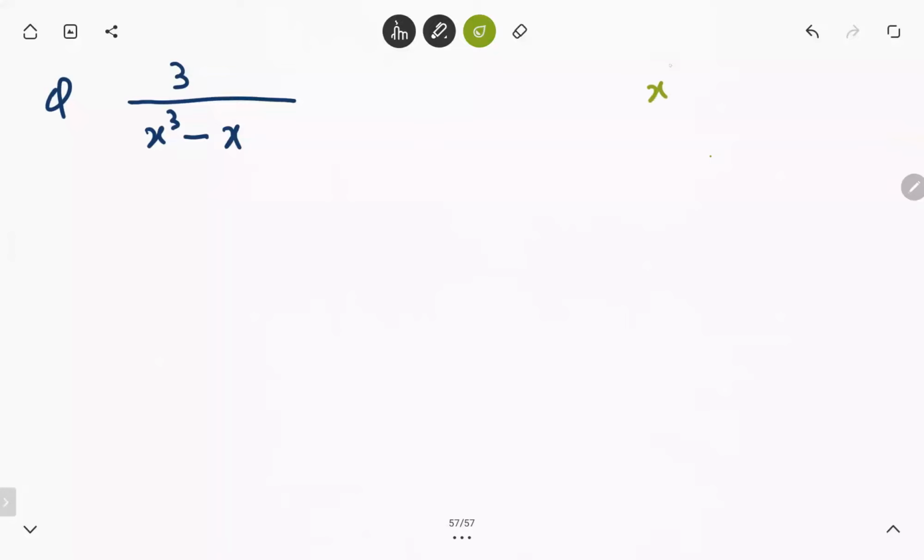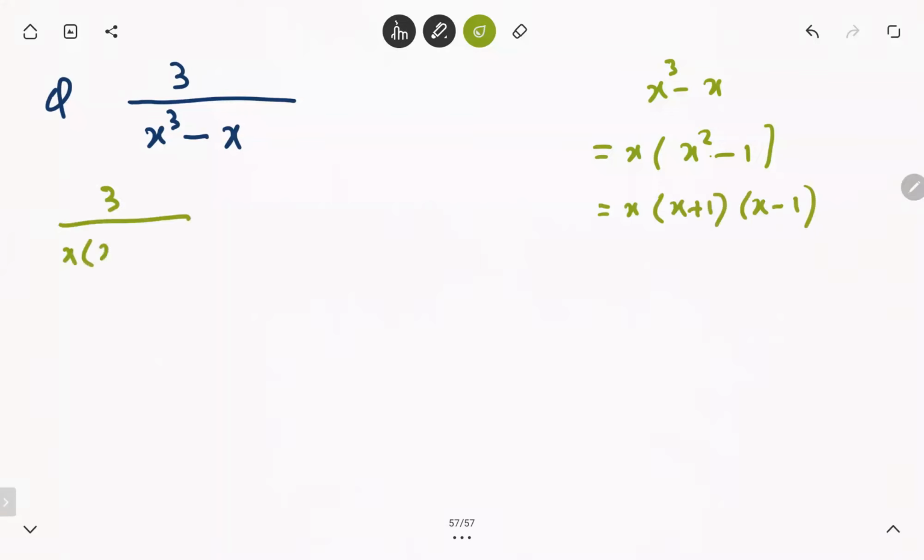See, if your denominator is x cube minus x, you can see there is a common x first. So if you take x common, inside you will get x square minus 1. Is that the complete factorization? We can further factorize. X square minus 1 is basically x square minus 1 square, which will be x plus 1, x minus 1. So the factorization of x cube minus x is x, x plus 1, x minus 1.